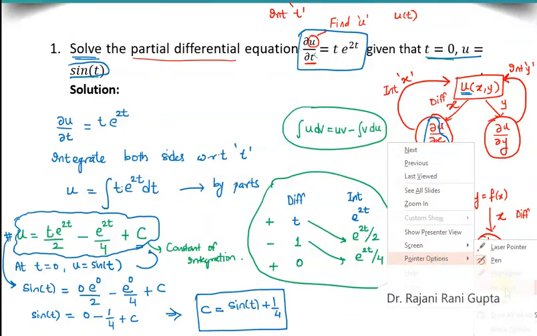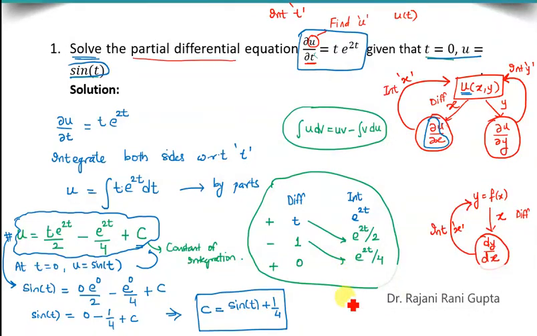independent of any constant. So we'll write u is equal to t e power 2t over 2 minus e power 2t over 4 plus, in place of c, we are going to write this value, sine of t plus 1 over 4. So this is the final solution of the given partial differential equation. Okay, that's it.